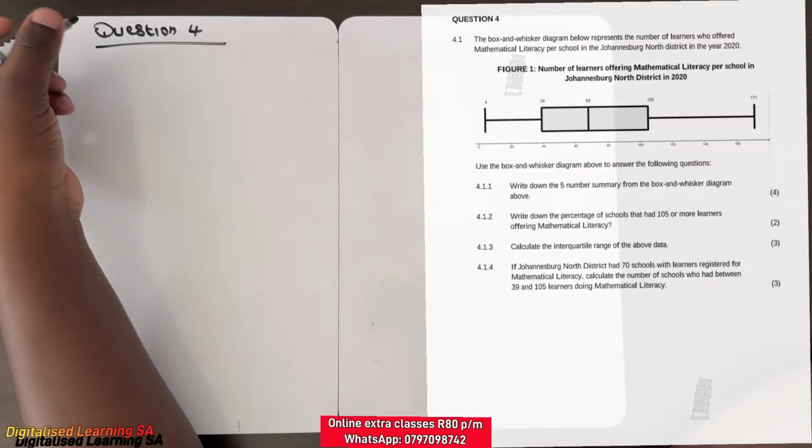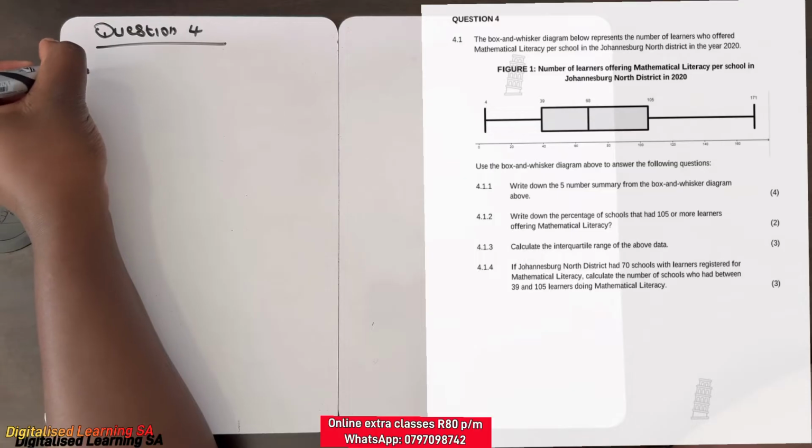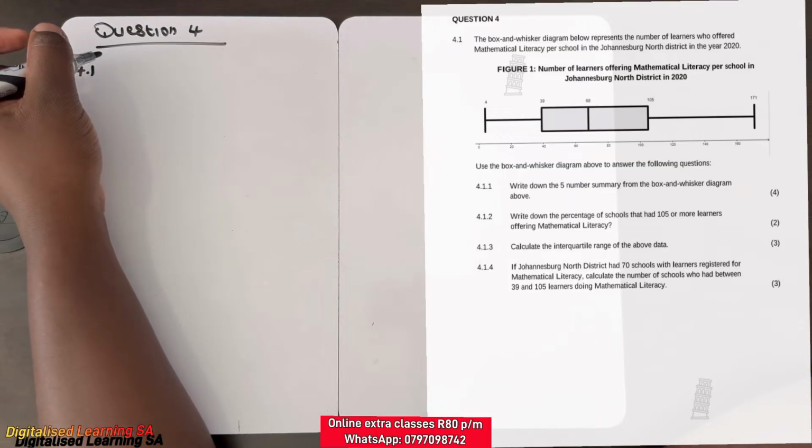We are going to start with 4.1. The box and whisker diagram below represents the number of learners who offered mathematical literacy per school in the Johannesburg North District in the year 2020.